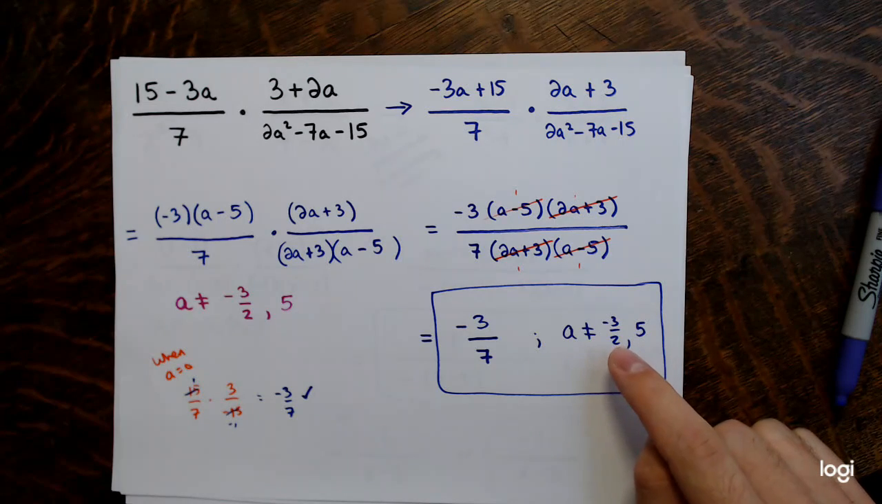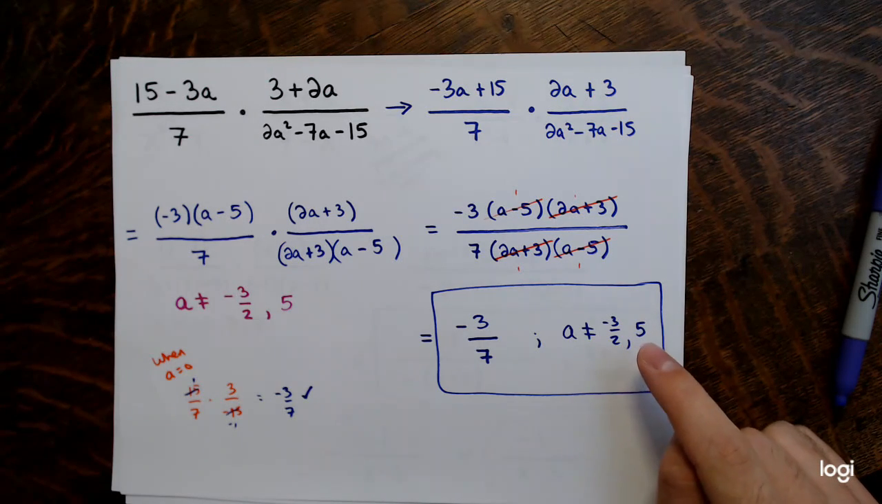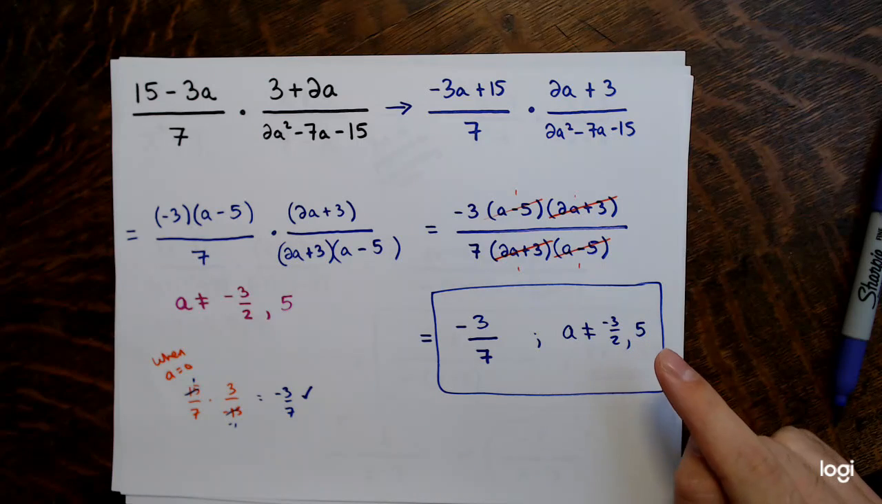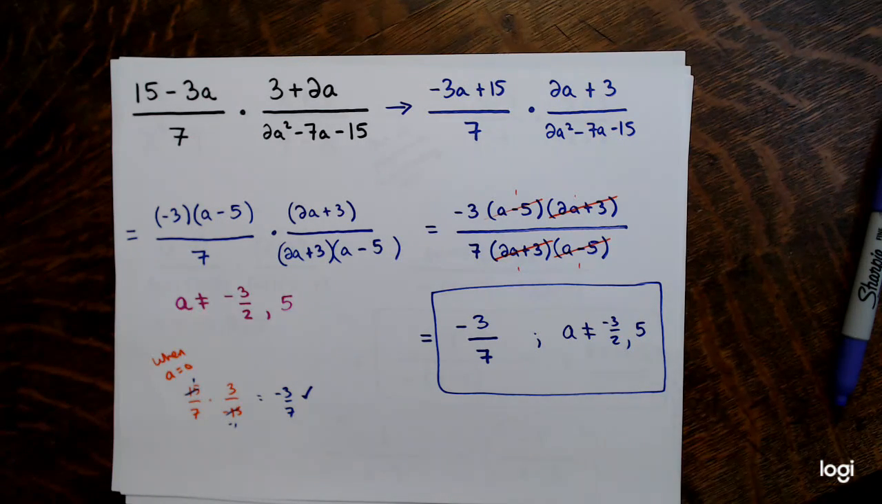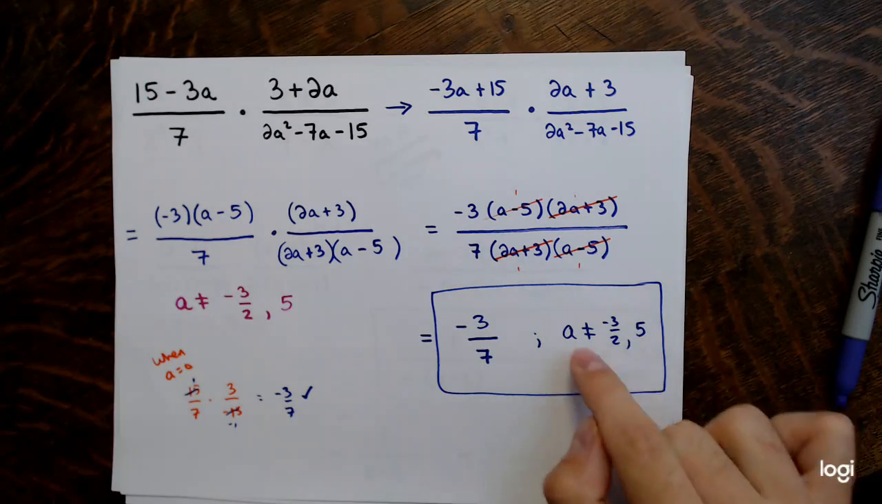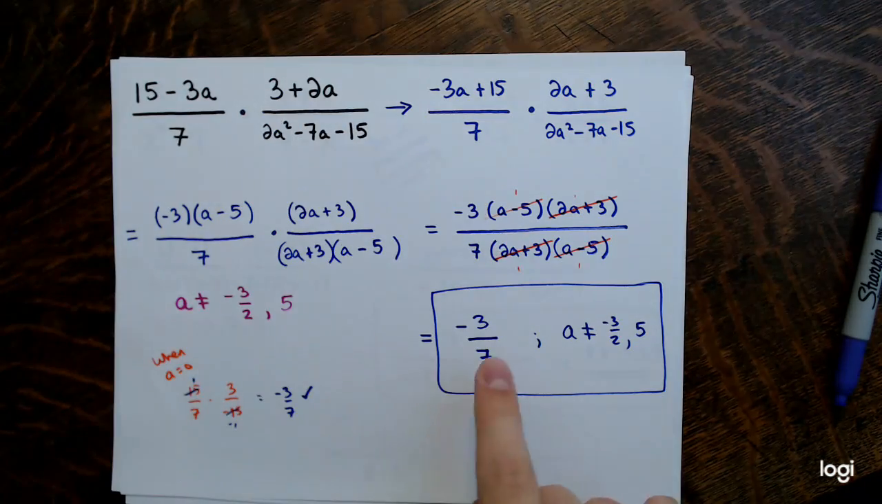So plug in negative 2, negative 1, 4, 4.9, 5.1, 5.5, 7, a million, a billion, a third, whatever. As long as it's not one of these two, this product will be negative 3/7.